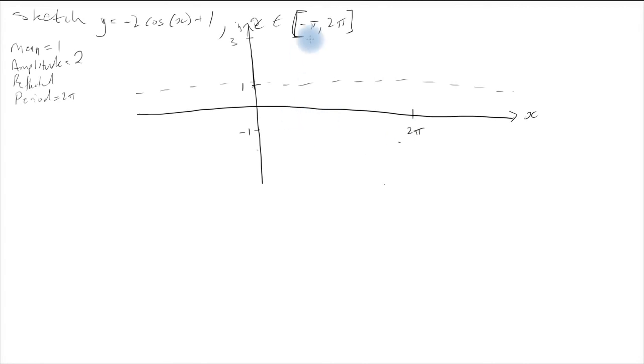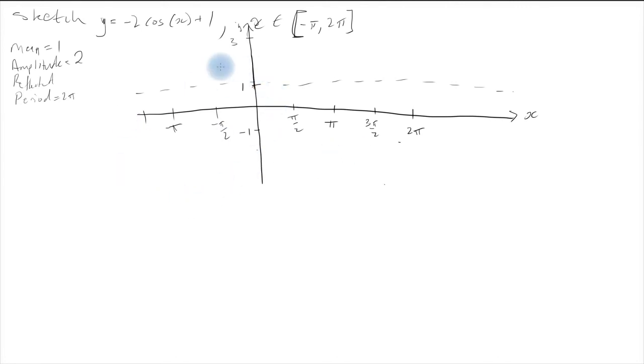And negative pi in this direction. Oops, that's probably a bit too far away. Negative pi. Okay, so here we'll have pi on 2, just breaking this into quarters. 3 pi on 2. And here negative pi on 2. Okay, there we go.